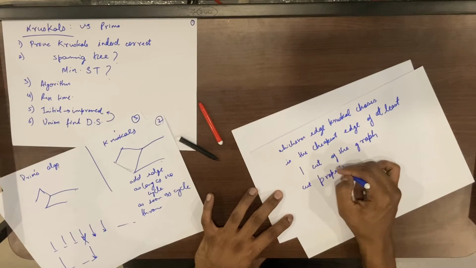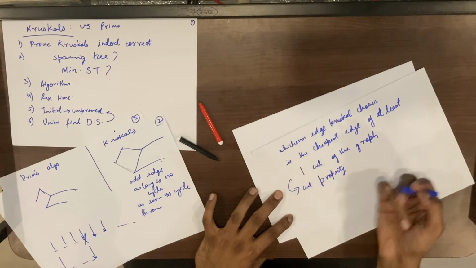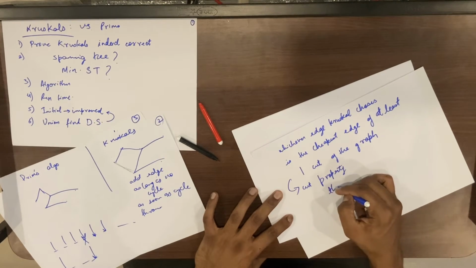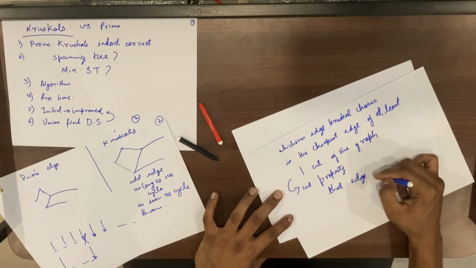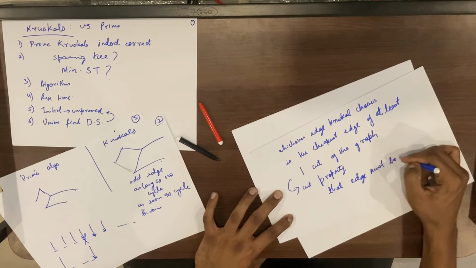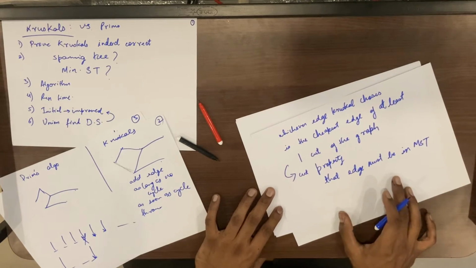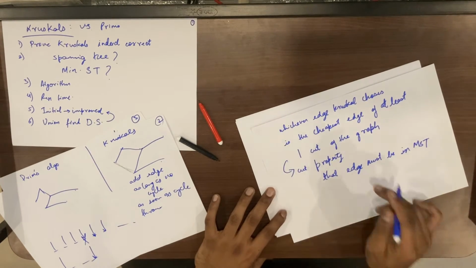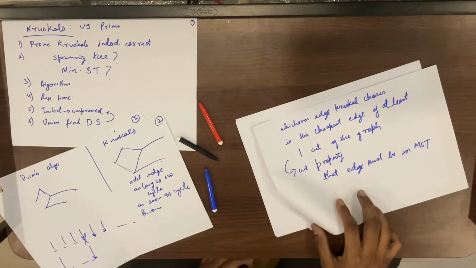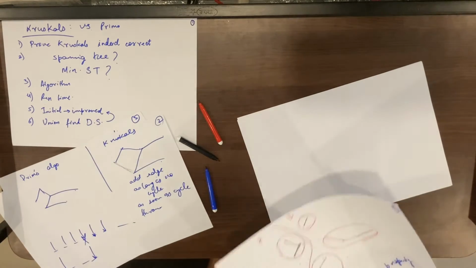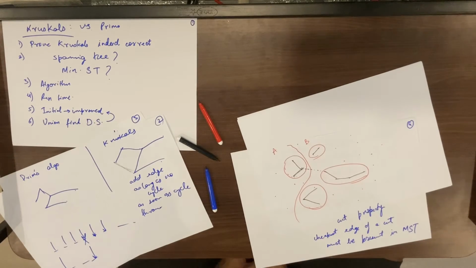And by the cut property, I'll invoke the cut property on this, that edge must be in the MST. So every edge chosen by Kruskal is justified by the cut property and hence must be in the MST, and hence Kruskal returns a minimum spanning tree.